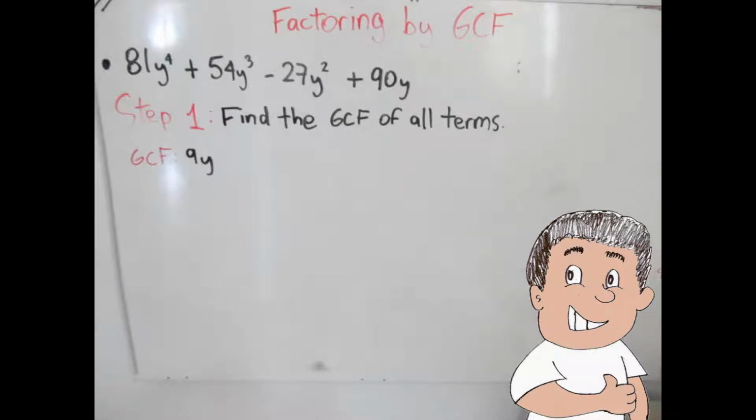Factoring by GCF. First, we need to see the expression, that is 81y to the fourth power plus 54y to the third power minus 27y to the second power plus 90y. Step 1 is find the GCF of all the terms. The GCF is 9y. Step 2, divide the GCF by all the terms.